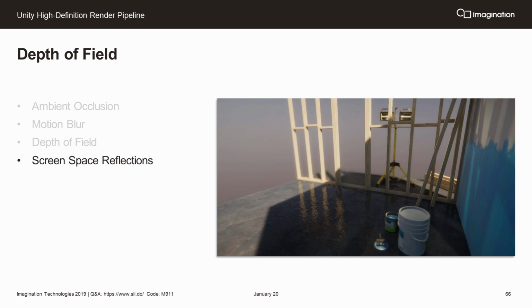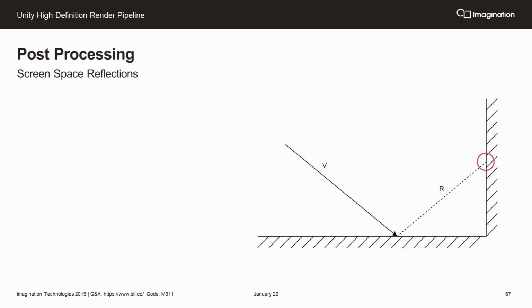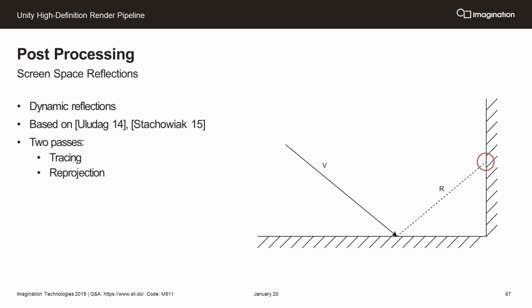Now we'll look at the final technique, which is screen space reflections. So this is a commonly used technique for getting dynamic reflections of on-screen objects. And this is also based on the implementation from Frostbite. So namely, hierarchical Z cone traced reflections and stochastic screen space reflections. So this consists of two main passes, the tracing pass and the reprojection pass.